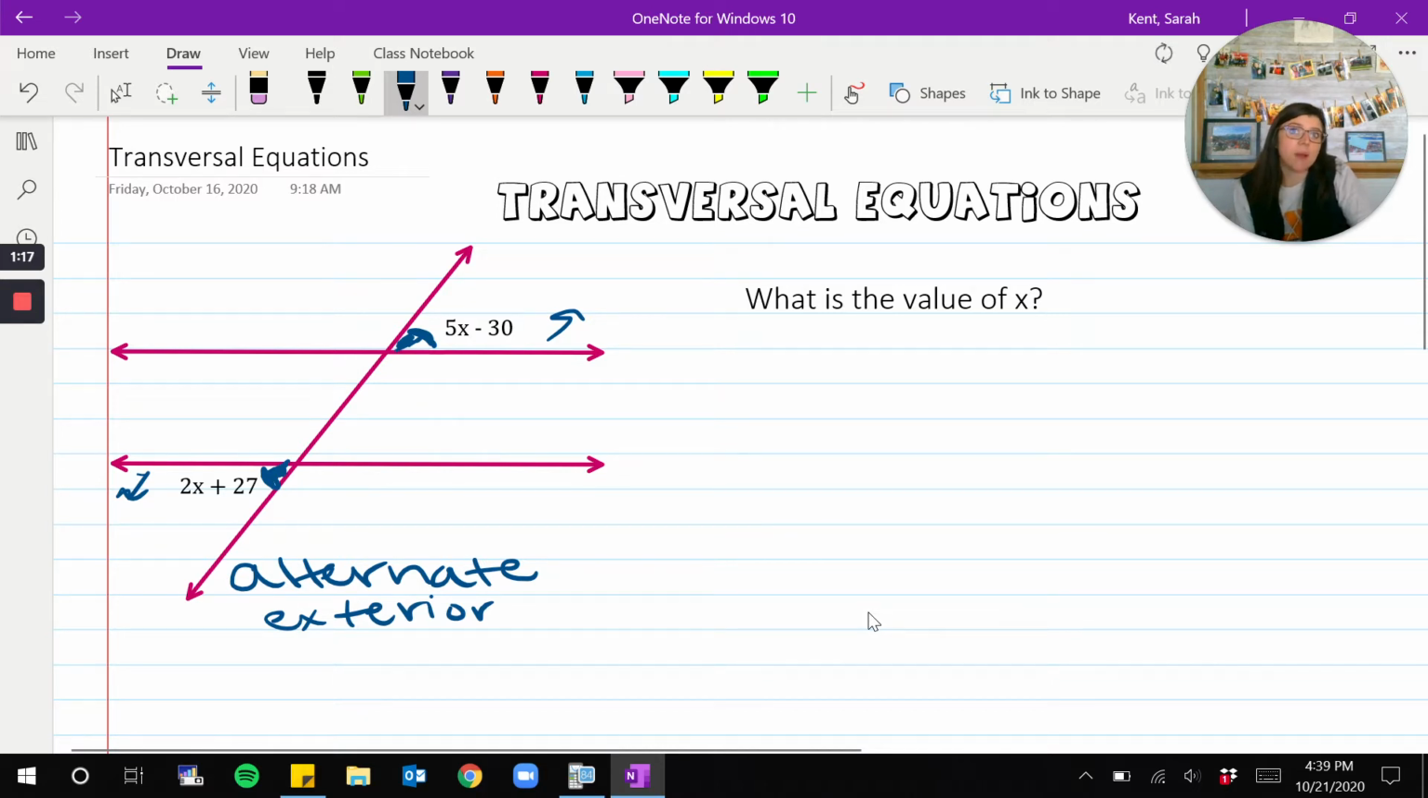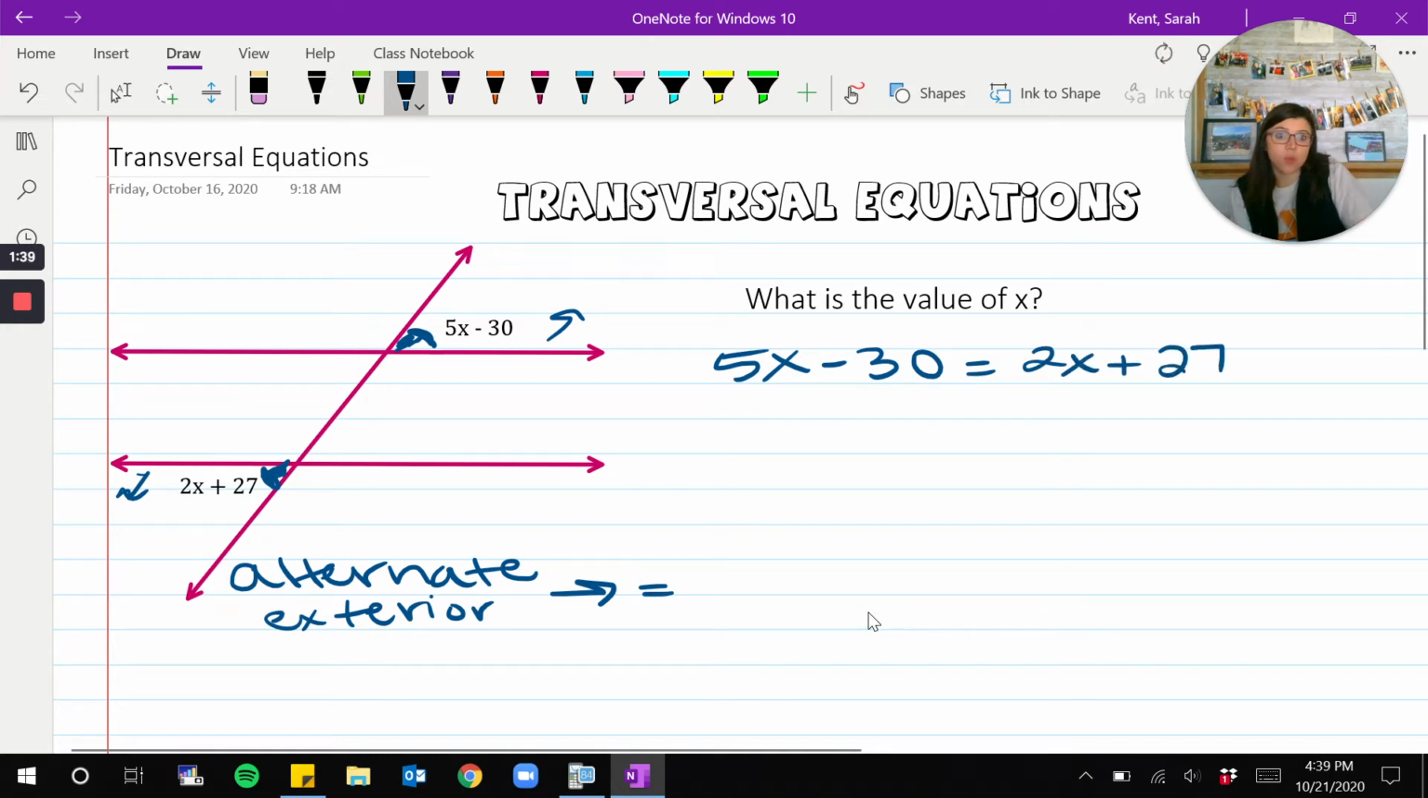And if we look back at our notes from last class, we can see that alternate exterior angles are going to be equal to each other. So what that means is I can take 5x minus 30 and set that equal to 2x plus 27. Because again, they are alternate exterior angles, they are equal.